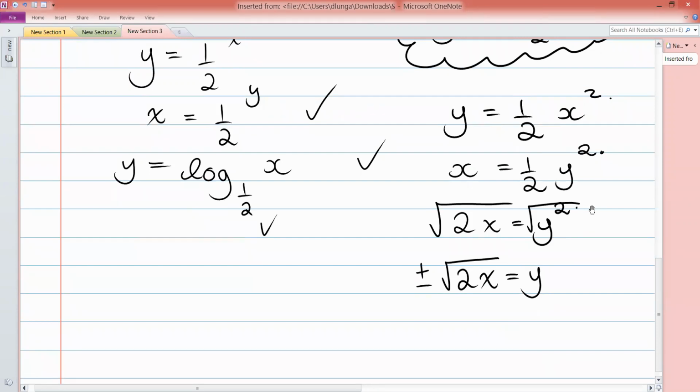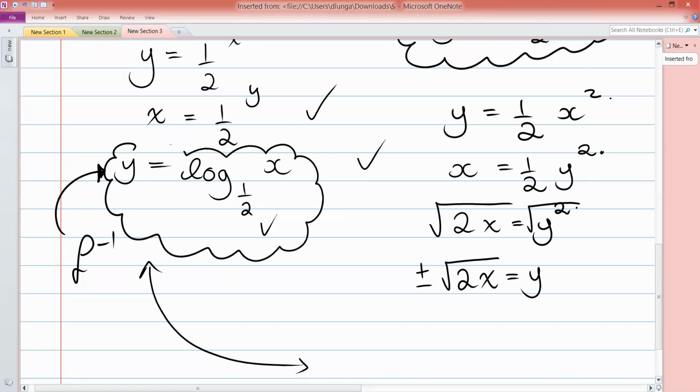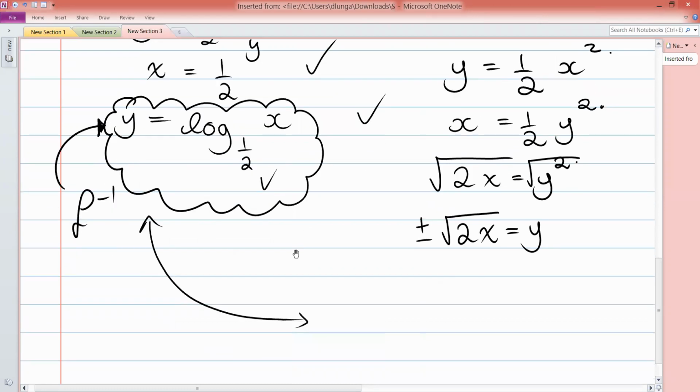Now I want to ask you 2 questions. This was the inverse function. This here is the inverse of f. Remember, it was an exponential like that. Do you think the inverse of f, or f inverse, is a function? Yes or no? Yes, ma'am, it is a function. It's a function because it passes the vertical line test, and 1 x value gives you 1 y value.